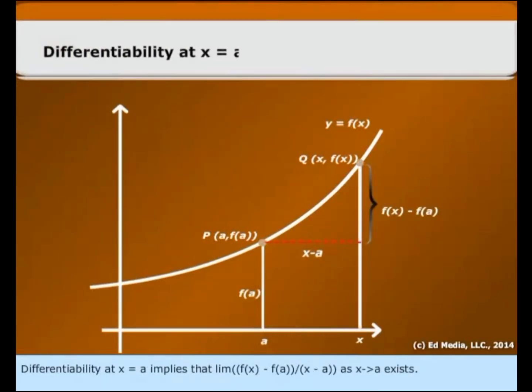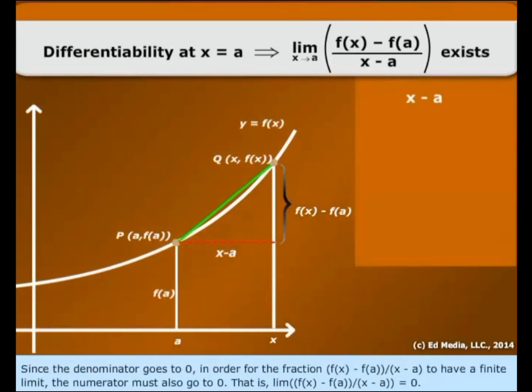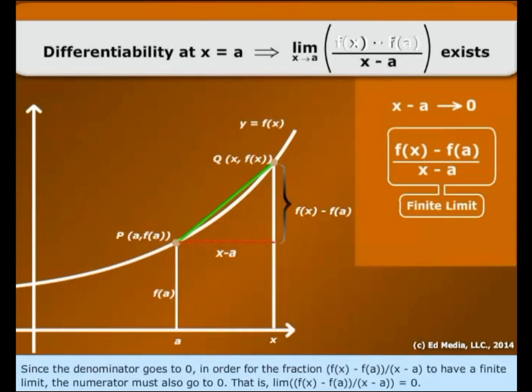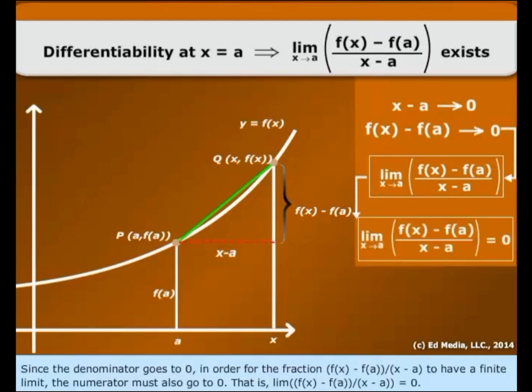Differentiability at x equals a implies that the limit of f of x minus f of a over x minus a as x approaches a exists. Since the denominator goes to 0, in order for the fraction f of x minus f of a over x minus a to have a finite limit, the numerator must also go to 0. That is, the limit of f of x minus f of a as x approaches a equals 0.